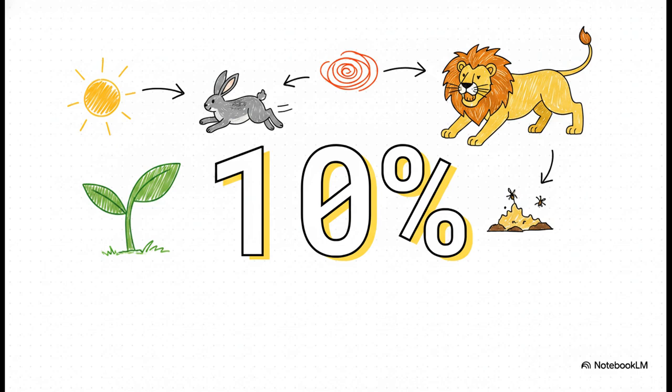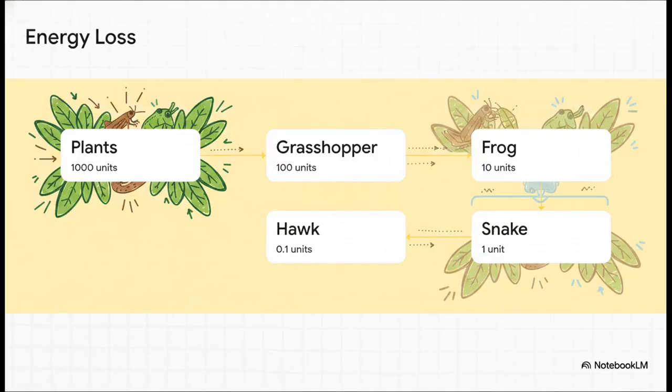No way, right? You're probably thinking, where does the rest of it go? Well, the other 90% gets used up by the animal just living its life, running, growing, hunting, or it just escapes as heat. Let's break this down step by step so you can really see it.